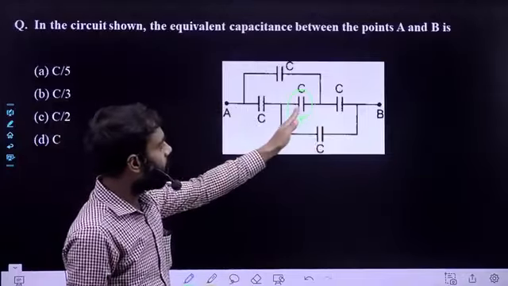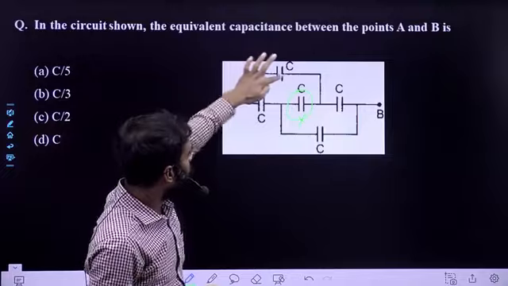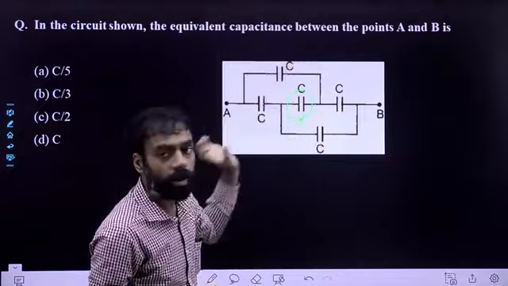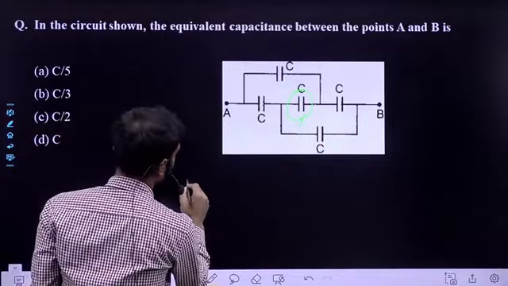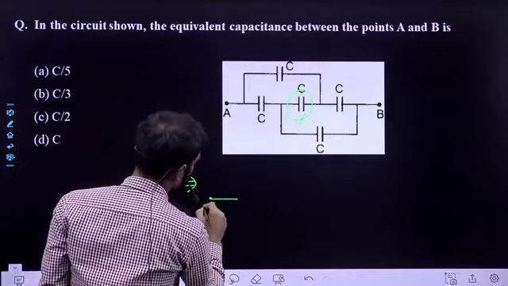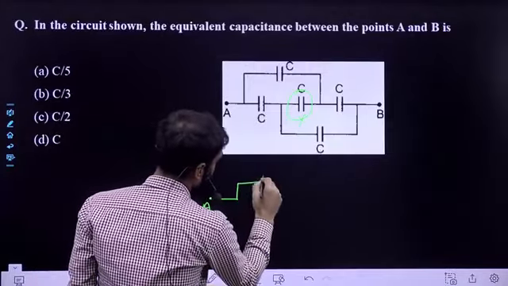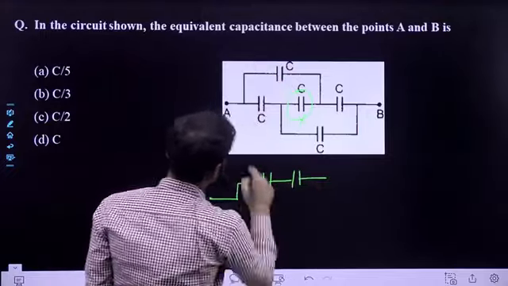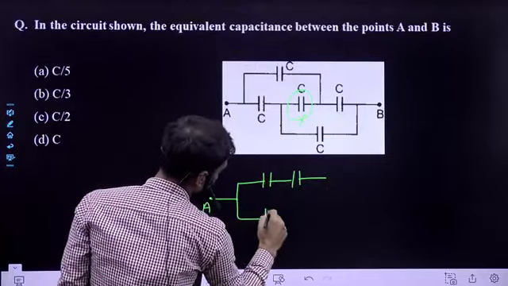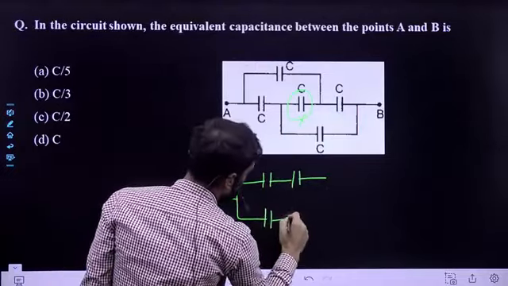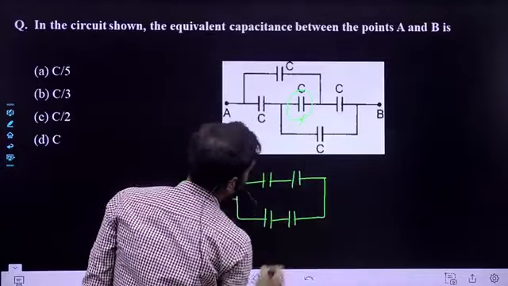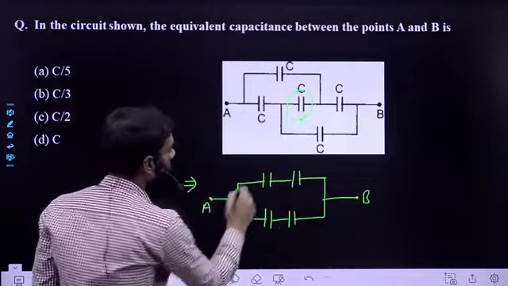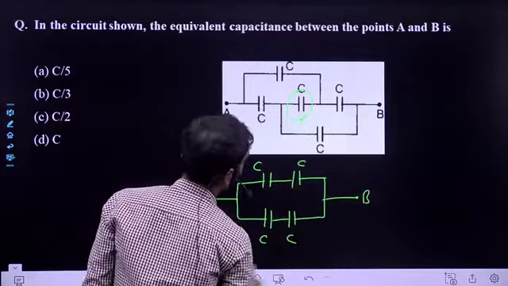And the moment you remove this capacitor from the circuit, these two will become in series, these two will become in series, and these two will become parallel to each other. So this circuit will become something like this. You will get the point A here, and this is one capacitor. This capacitor will be in series once again. From the lower one I can say once again this is a capacitor, and this capacitor will also be in series, and this is the point B. So now this is C, this is C, this is C, this is C.